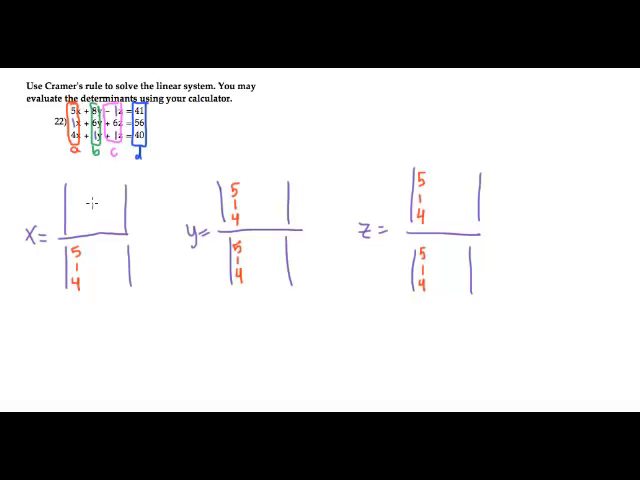Next, the b's go 8, 6, 1. 8, 6, 1 here, 8, 6, 1 here, 8, 6, 1. Oh, just kidding, they're not on the top. Got a little carried away. That's the only place the b's aren't at. 8, 6, 1, 8, 6, 1.